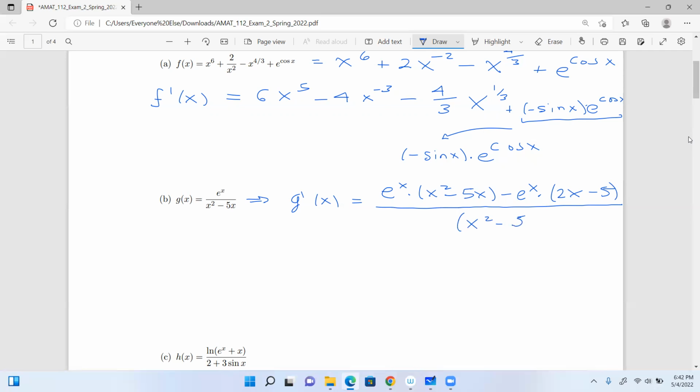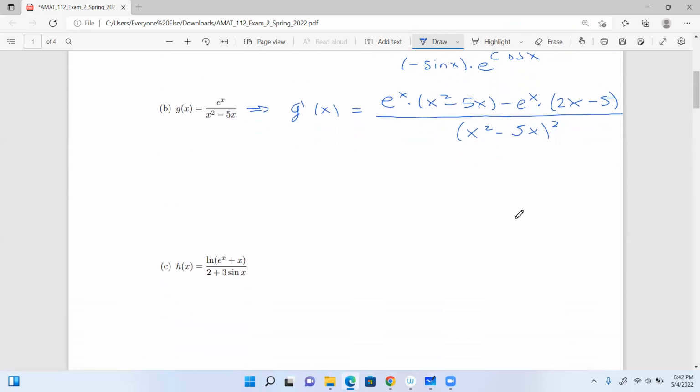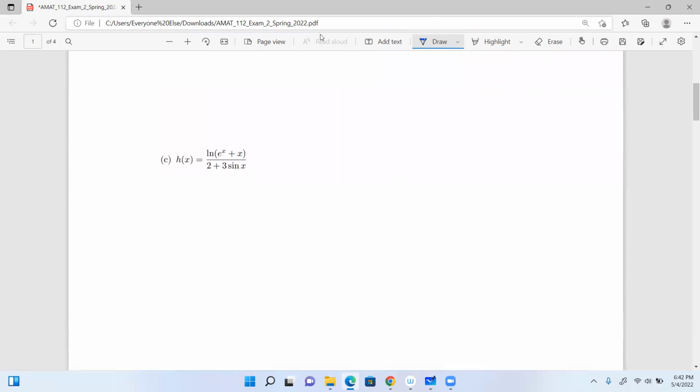As I said, a lot of people just differentiated the numerator and the denominator separately instead of using the quotient rule. So you have to make sure you use the quotient rule. And this is the final answer. You can just leave it like that. You don't have to simplify it.